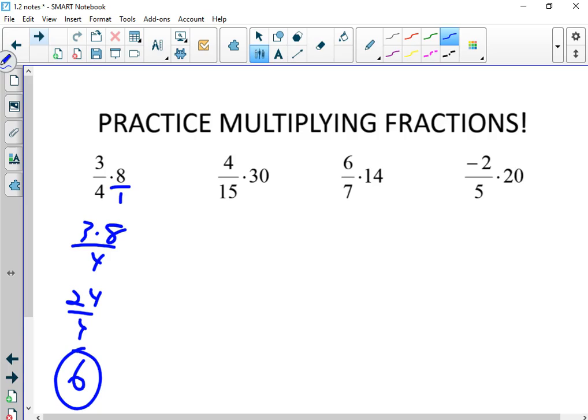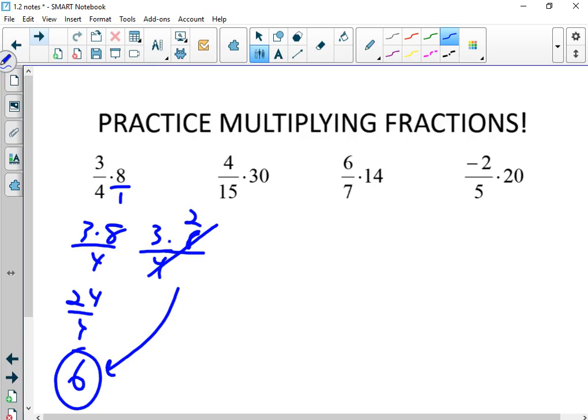And you can do this mentally. Or, if you think about it, doesn't 4 go into 8 2 times? 2 times 3 is 6. Faster, but it doesn't matter.